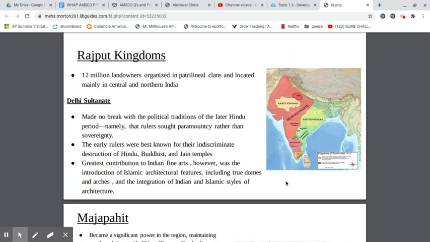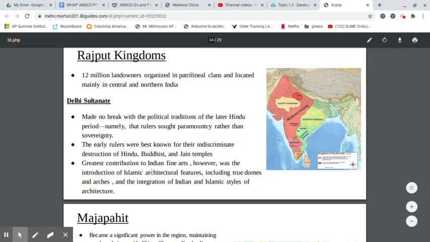Yeah, these Rajput kingdoms, also in India. 12 million landowners organized in patrilineal clans. Patra, anytime you see this root word, it means father, lineal. So they're tracing their ancestry through their father's side. Just like typically we do the same thing. We trace through both, but we know that mostly women take their husband's last names. So you see some patrilineal stuff here in America.